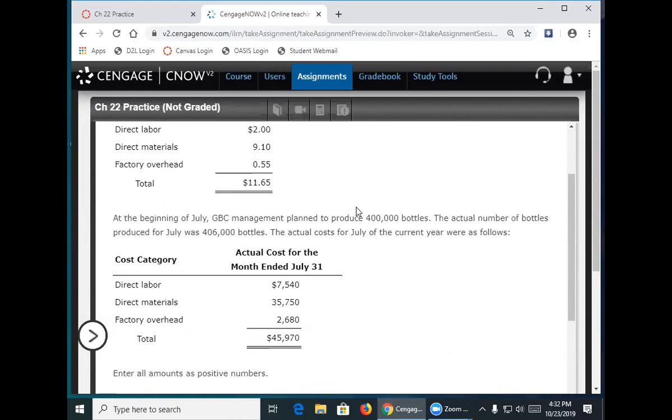And then the next part tells us at the beginning of July, GBC management planned to produce 400,000 bottles. And the actual number of bottles produced for July was 406,000. Okay, so that's our actual. And then they give us our actual cost for July. Well, we have our standard costs and we have our actual costs. So this is kind of when we use our flexible budget information. We need to take our standard costs and flex them to our actual production, right? So we can compare it. Because we have our costs up here.